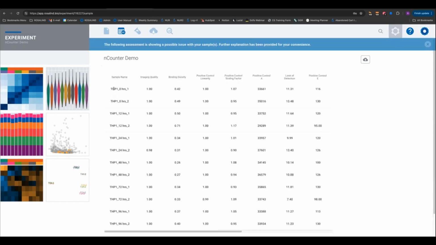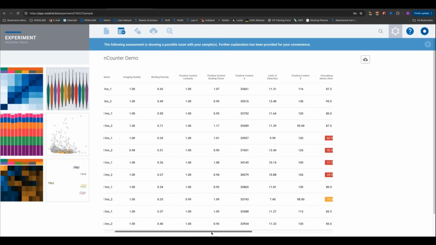And so when you come to your experiments, all the QC metrics that I just described in depth are represented here in this particular table. In this demo data set I chose some samples that had some QC issues. If you log in and you see this blue banner at the top when you come to your QC page, then that indicates you might have some QC flags.